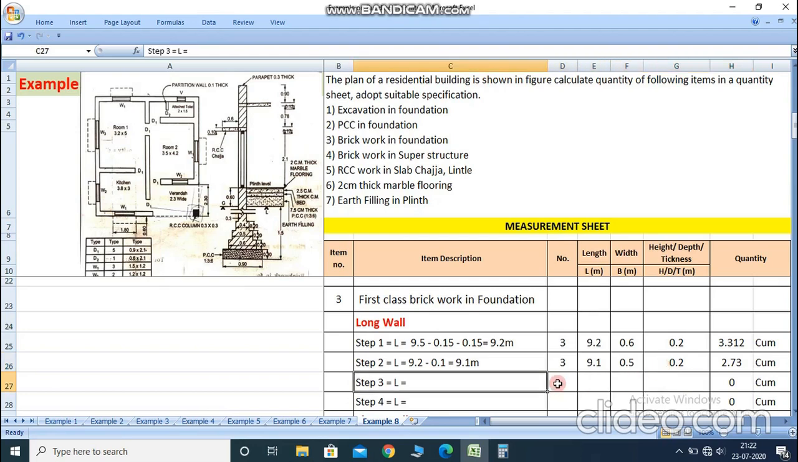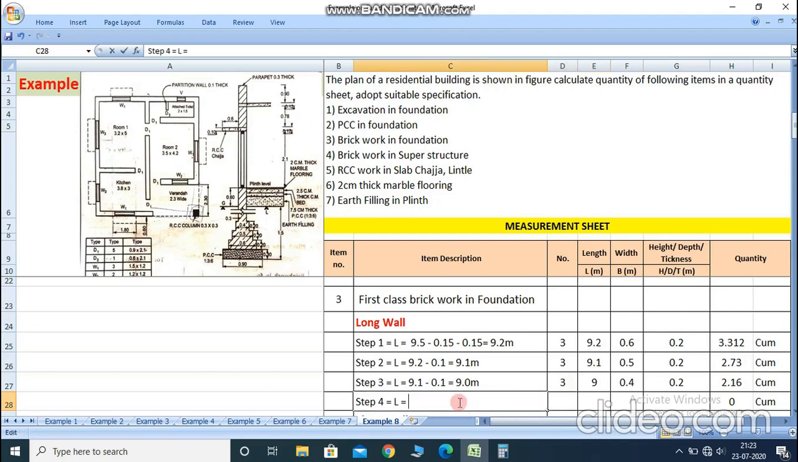Then after that we calculate length for step 3, meaning for the 0.4 meter width. So write here 9.1 minus the difference of 0.5 and 0.4. The difference is 0.1, so write directly 0.1. Its answer is 9.0 meter. Clear? So your number of walls is 3, 9.0, and 0.4 meter width, and thickness is given in the section part as 0.2.